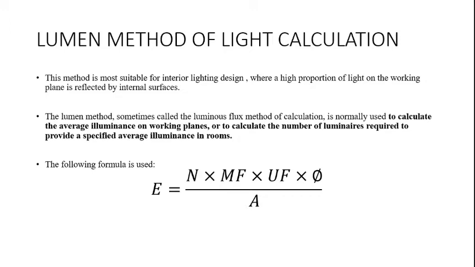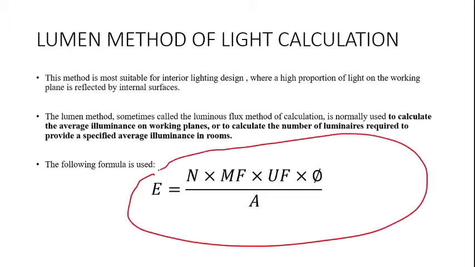The following formula is given by E equals N into mf into uf into phi divided by A. This formula can be used to find out the number of luminaires, or the number of lamps, required to produce a required illumination level on a working plane. The required illumination level is E in lux. The maintenance factor and utilization factor, we have already defined.